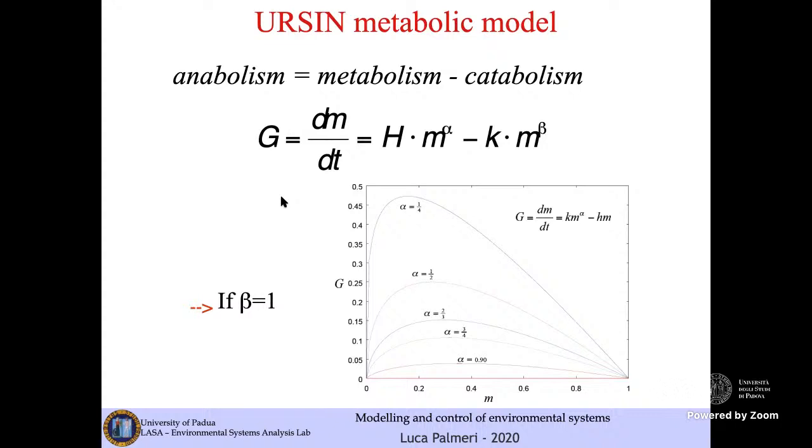Let's see this model from another point of view. Now we write that growth, or increase in biomass, dm over dt, is equal to h times m elevated to alpha minus k times m elevated to beta. In that case, let's analyze a specific case, in which, for example, alpha is larger than 0. Instead, beta is exactly equal to 1.